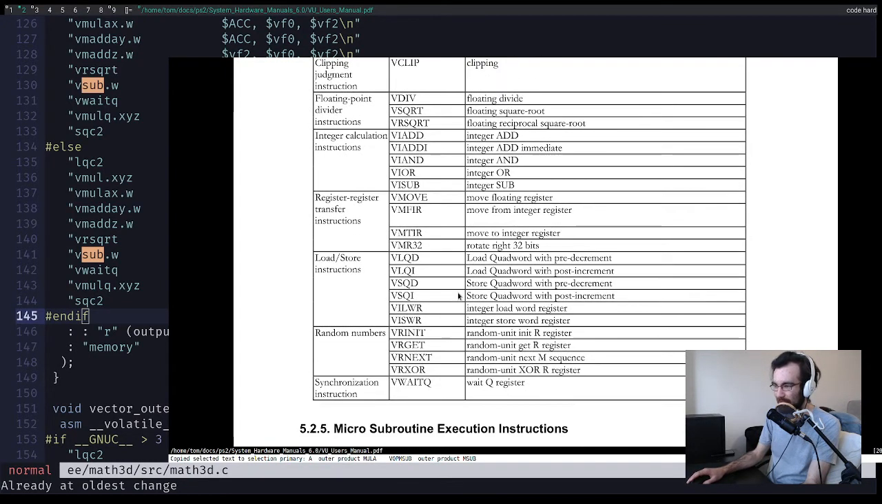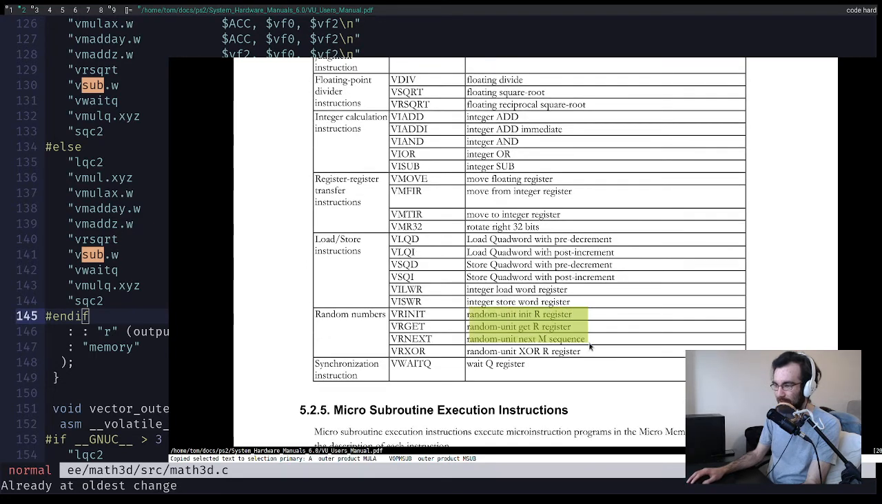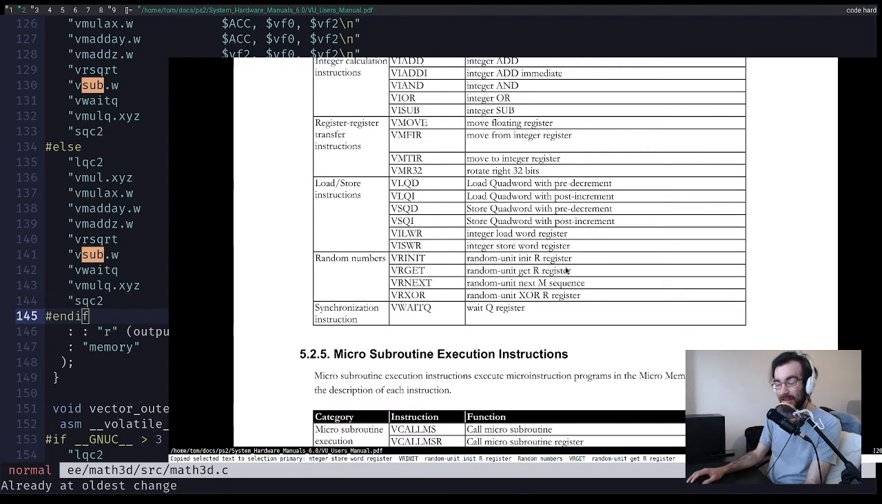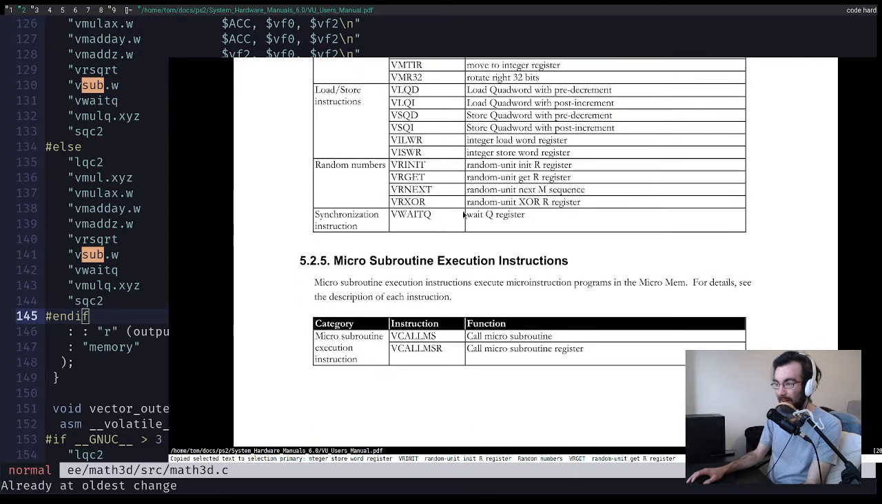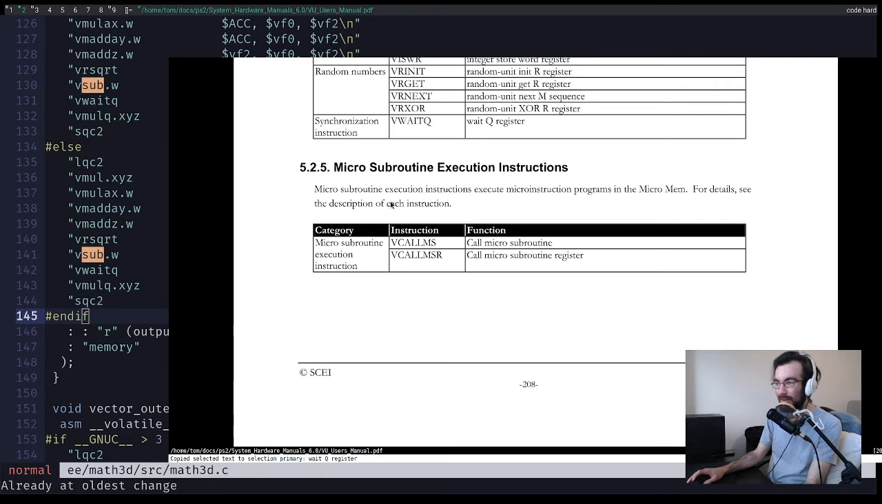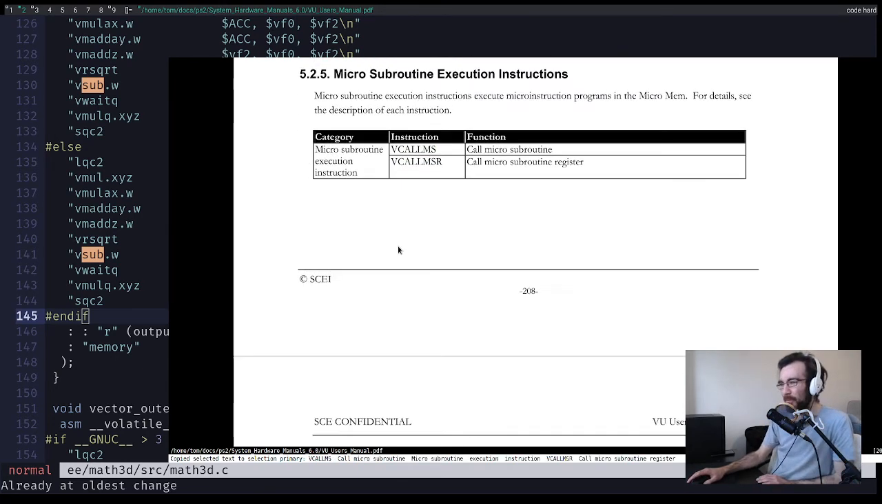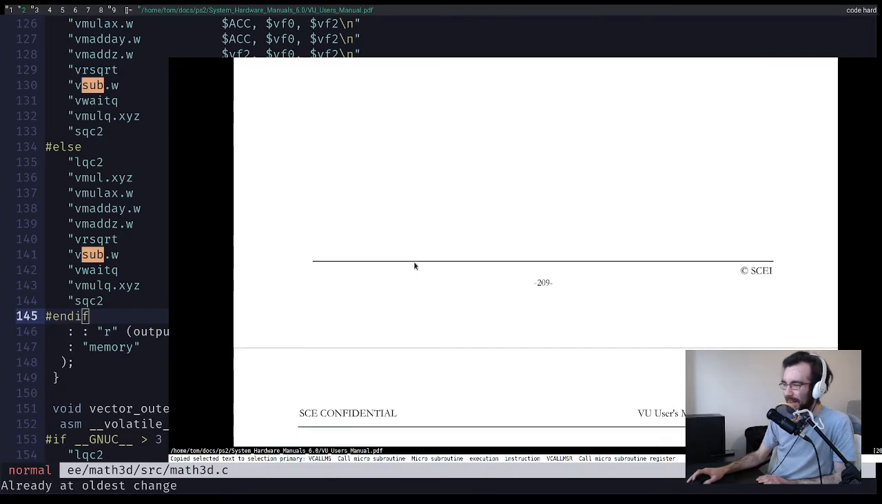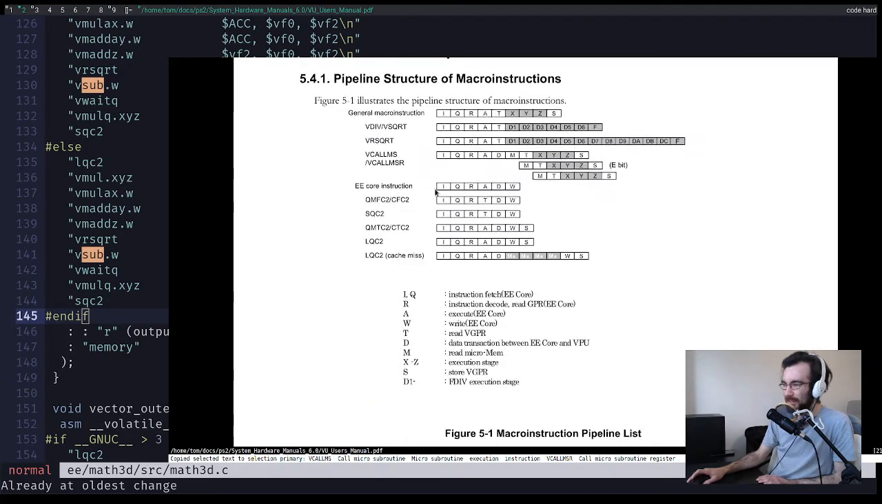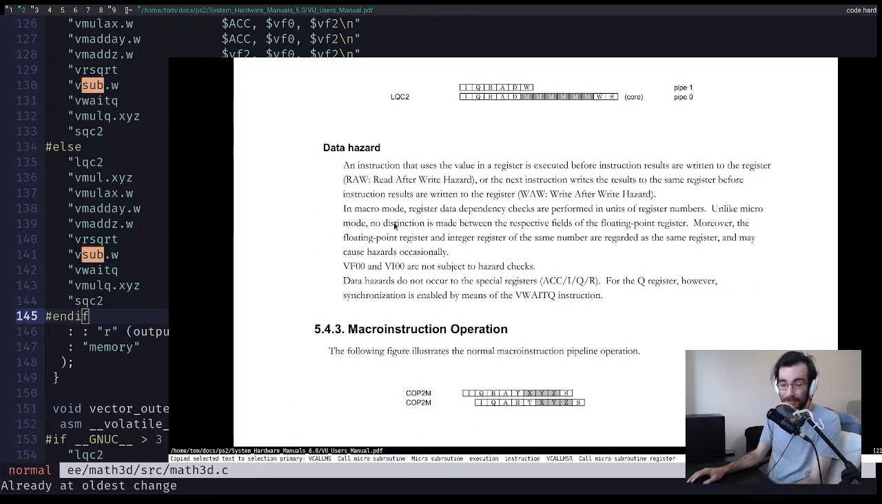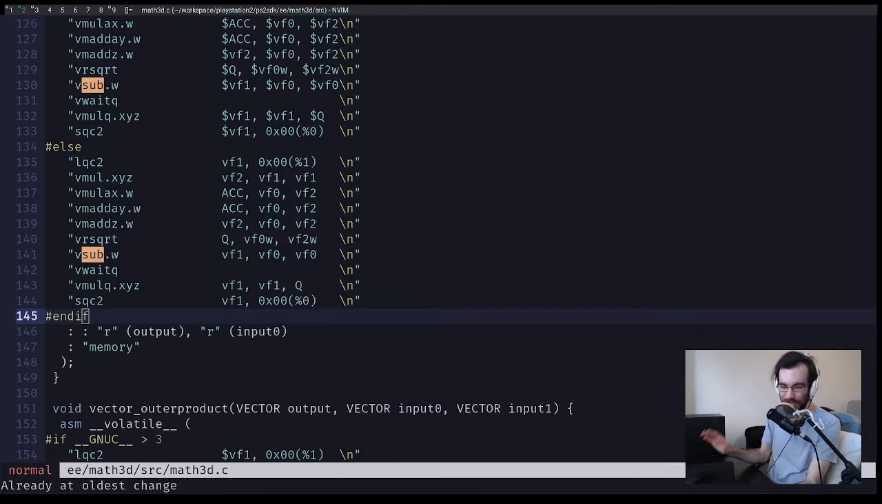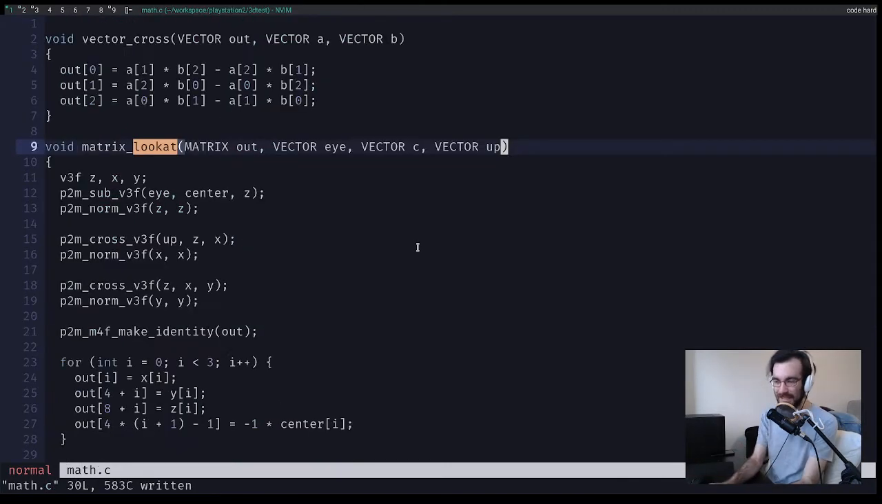Okay, so in other words, we aren't going to have a normalize instruction that we can easily just do this with. Integer load word, random unit. Interesting. VRNet, I like it. Wait queue is kind of cool. Macro subroutine. You can call a micro subroutine from macro mode. That's really weird. Then flags are going to be different. It's going to detail all the pipeline stuff again. This stuff is really cool. Like, holy shit. I probably shouldn't have shown that. But anyway, the cat's out of the bag.